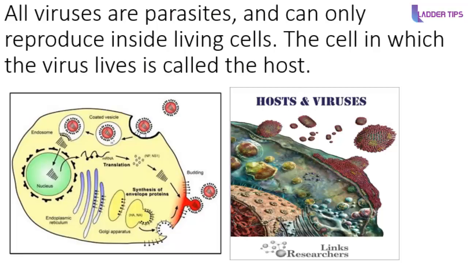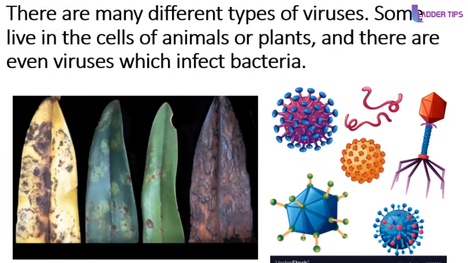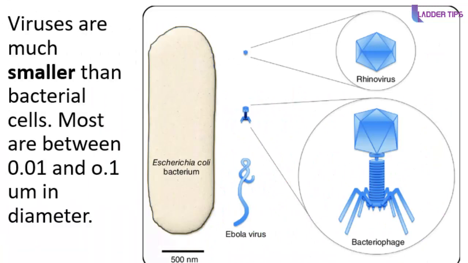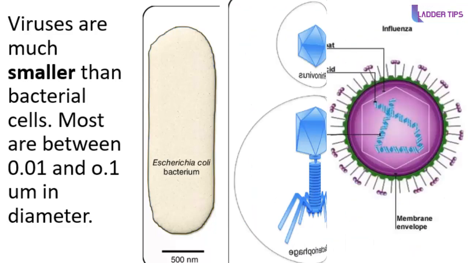Viruses. All viruses are parasites and can only reproduce inside living cells. The cell in which the virus lives is called the host. There are many different types of viruses. Some live in the cells of animals or plants, and there are even viruses which infect bacteria. Viruses are much smaller than bacterial cells. Most are between 0.01 and 0.1 micrometer in diameter.